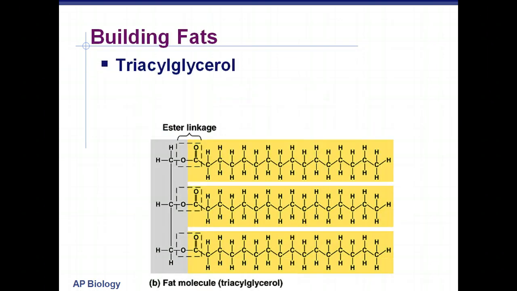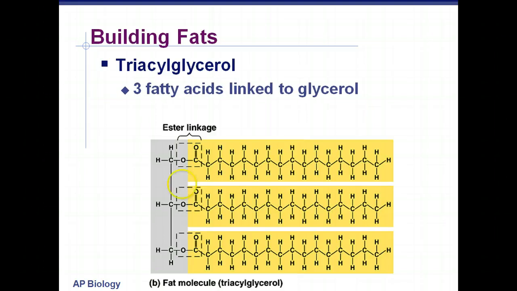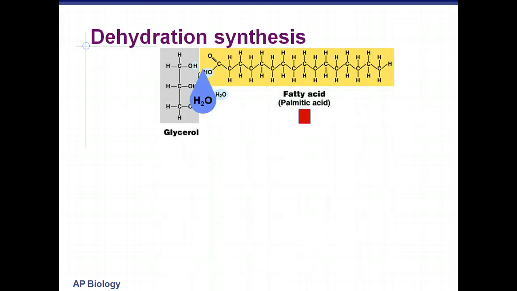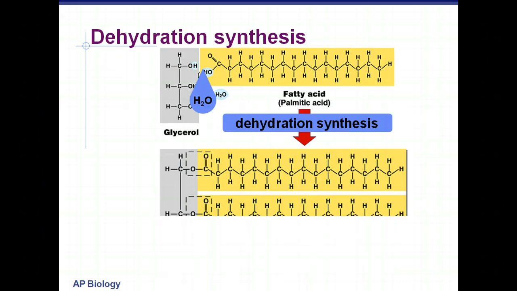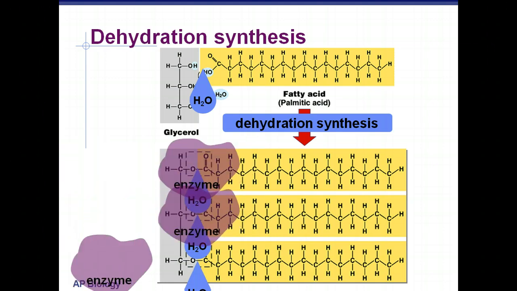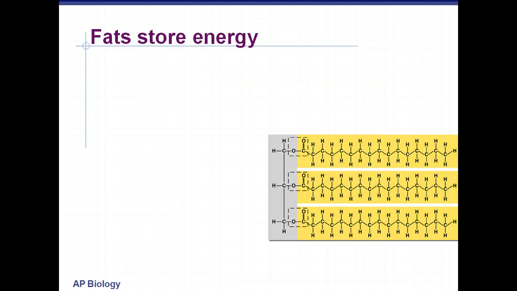One of the most common fats that you're going to see is the triglyceride. Our 3 fatty acids are linked to, right here, 1, 2, 3, are linked to a glycerol molecule. These form what's called an ester linkage between the hydroxide and the carboxyl, and we get lots of water. And so when you see this for dehydration synthesis, you've got water, water, and water. Enzymes, again, help us each step of the way.